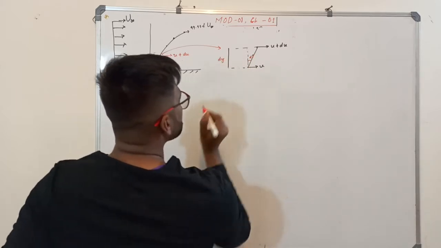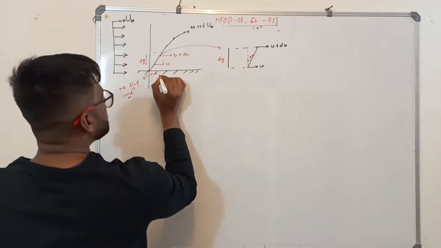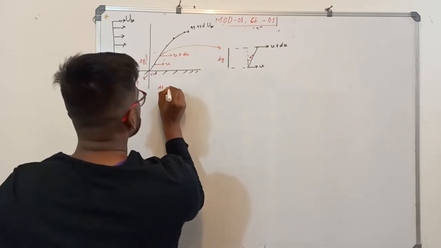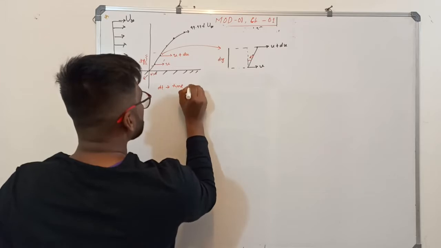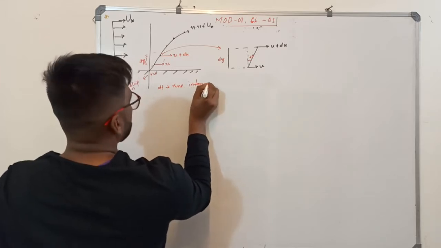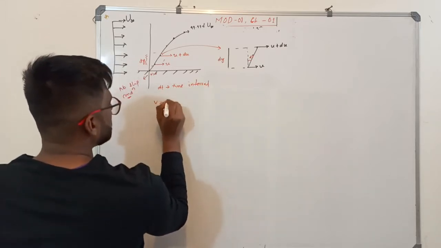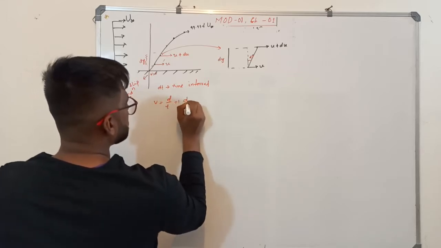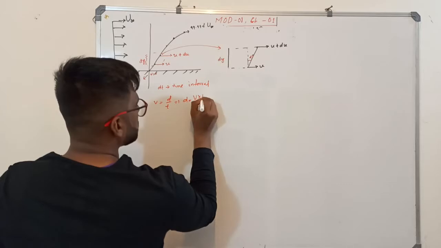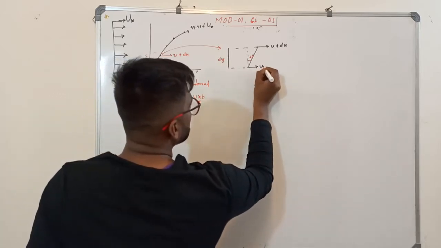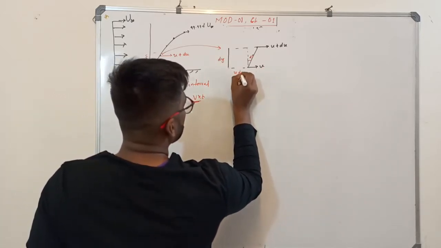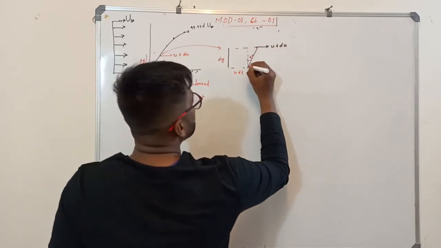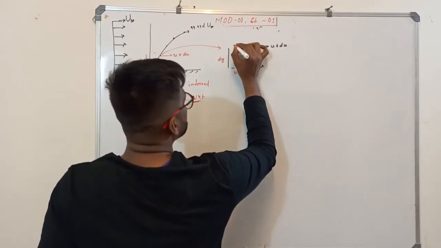So how much distance have they covered in the time interval dt? Come on, very simple. You have velocity equal to distance by time, so displacement equals velocity times time. What is the velocity here? u. So how much distance has it traveled? u dt. Similarly, this particular layer, how much distance has it traveled?